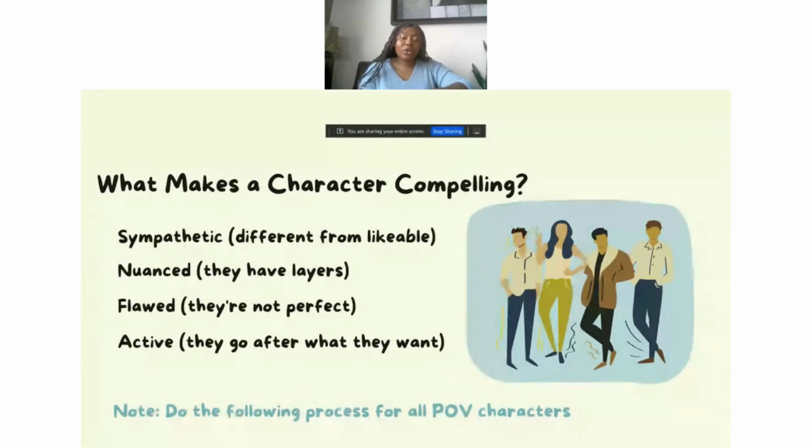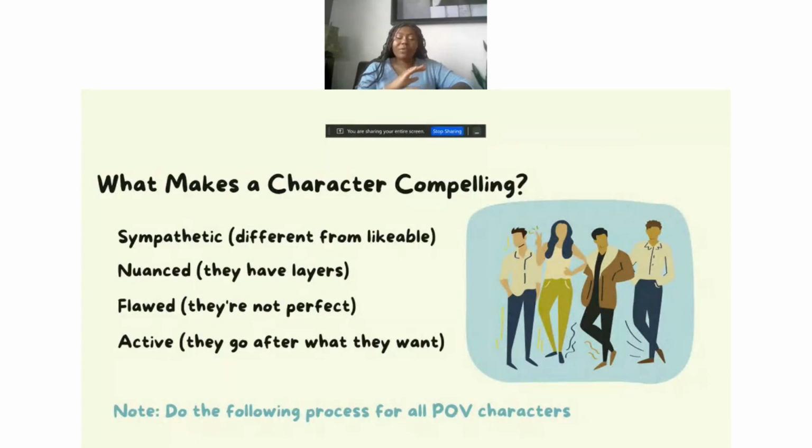A compelling character is also nuanced, which means that they have layers. They don't act the same way all the time. There's different elements to them. They're flawed, so they're not perfect. They have issues, they make mistakes, they act like regular humans. And finally, compelling characters are active, which means they go after what they want. Few things are worse than having a passive character who just has things happening to them throughout the story. You want your character to have a goal and to chase it.